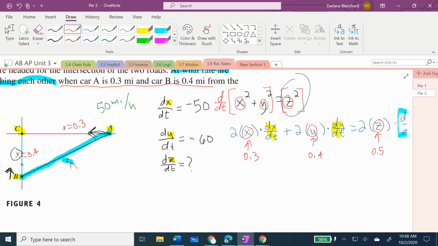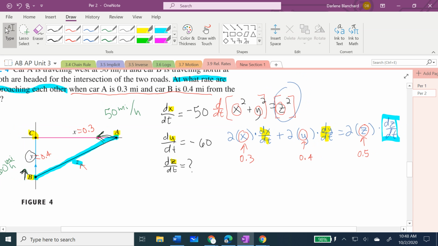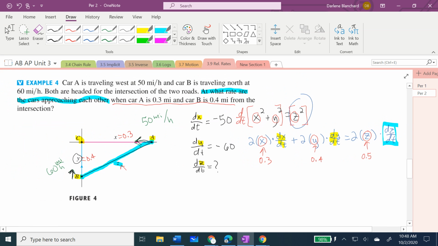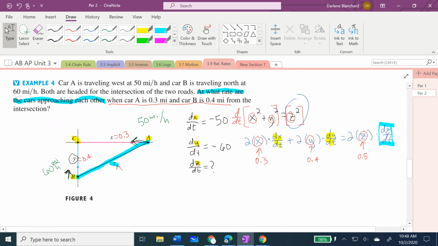Now, dz/dt is going to give you a negative number, and it should. If you look at this diagram, z is shrinking. However, how do you write the answer with words? You want to say the cars are approaching each other at the rate and then give the positive answer of dz/dt. Does that make sense?